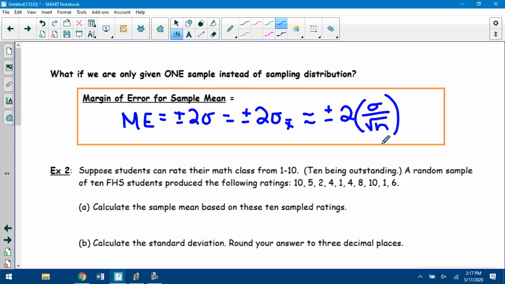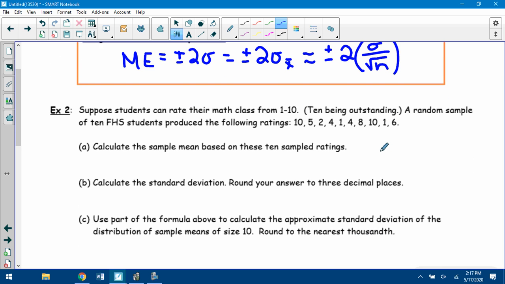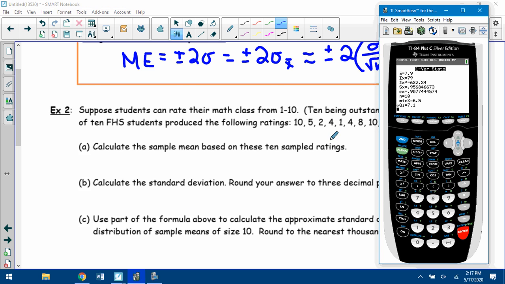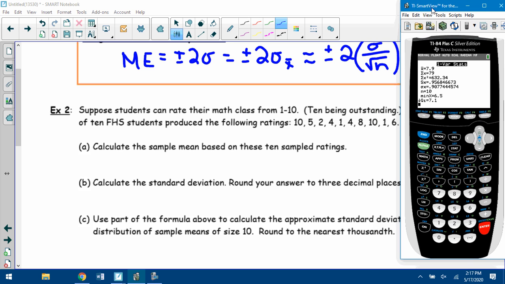Okay? So, suppose students can rate their math class from 1 to 10, 10 being outstanding. Random sample of 10 FHS students produced the following ratings. I don't know who these people are saying their math classes have a rating of 1, but they're clearly misguided. Calculate the sample mean based on these ratings. Okay, so I need to go to my one variable stats again. So stat edit, I can clear out all these mile times and put these in instead.